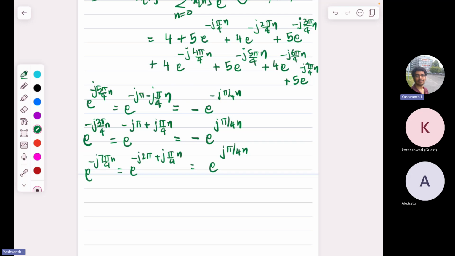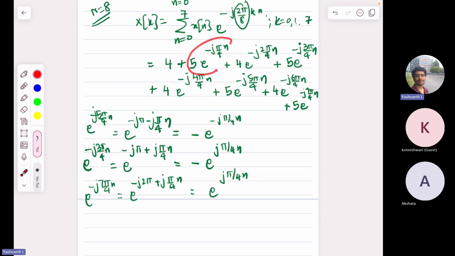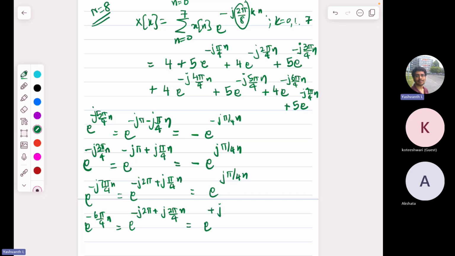Okay, then what else is left? So let's only compute e power minus j 6 pi by 4n. It's e power minus j 2 pi plus j 2 pi by 4n. Minus 8 plus 2 is minus 6. So this is e power plus j pi by 2n.